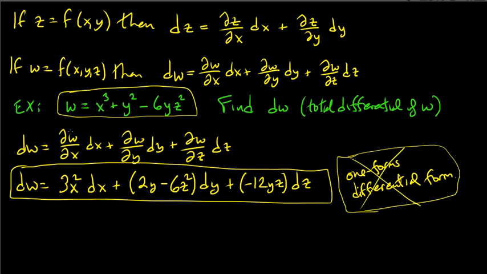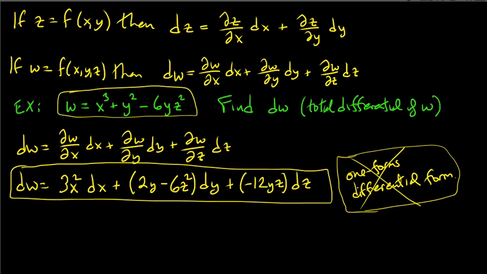But for our purposes, we're just going to treat these as informal symbols that represent what happens when you change x by a little bit, what happens when you change y by a little bit, and what happens when you change z by a little bit. How does that affect w? When you change these, how much does that affect the change in w? So that's sort of the idea here.